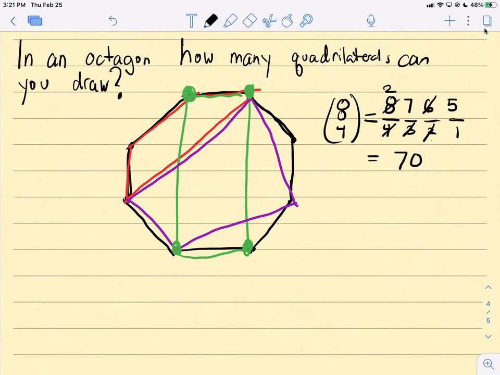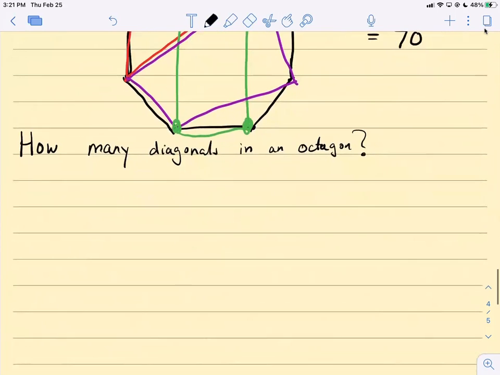Now, what about diagonals? How can we apply this idea to diagonals? How many diagonals, let's say, in an octagon? So I draw it again. And this one's very similar, but there's just a slight detail you have to be careful with. But the main idea is almost identical to what we just did. Do you guys see how we can think of this?